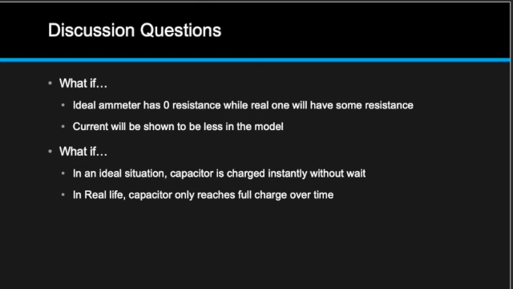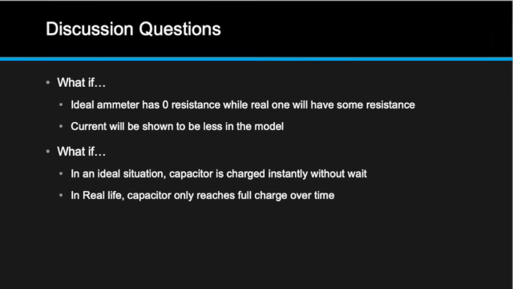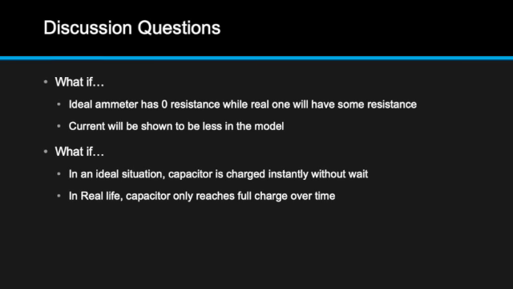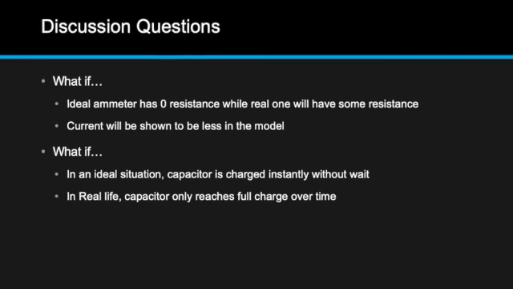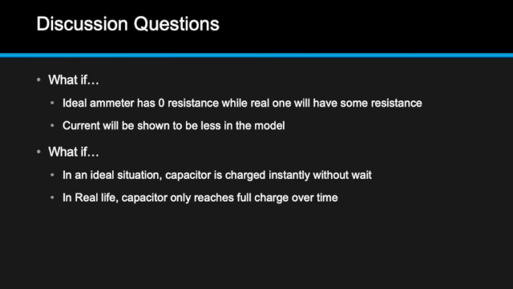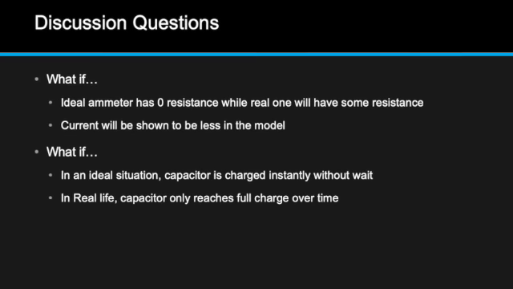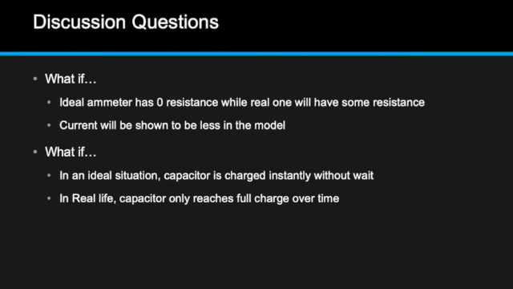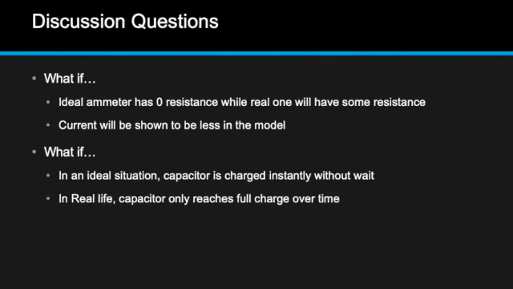Next, what if we were doing this lab in real life and used a real battery to charge a real capacitor with no resistor in the circuit? How quickly would our ideal model predict the capacitor to reach full charge, and would this prediction happen in real life? In an ideal situation, the capacitor would be charged instantly without any wait, but in real life, the capacitor only reaches full charge over time, so it'll take more time.